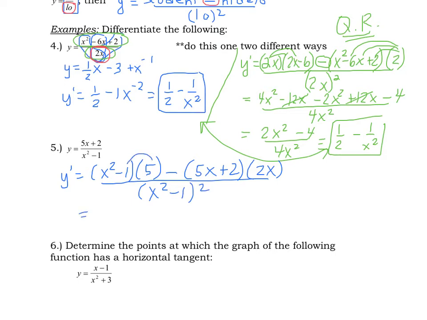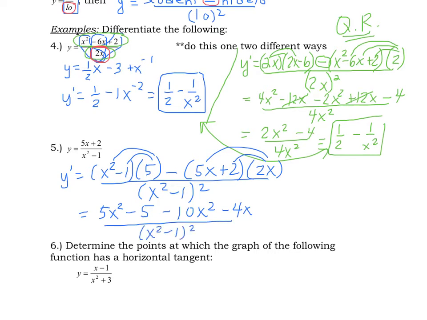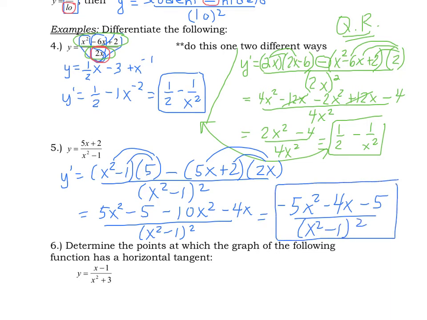Typically we just tend to simplify the numerator. We tend to leave the denominator the way it is. So 5x squared minus 5. And over here I'd have a minus 10x squared. And then minus a 4x. And this is all over x squared minus 1, quantity squared. I can combine a couple more like terms, so minus 5x squared minus 4x minus 5 all over x squared minus 1, quantity squared. So this would be our derivative.